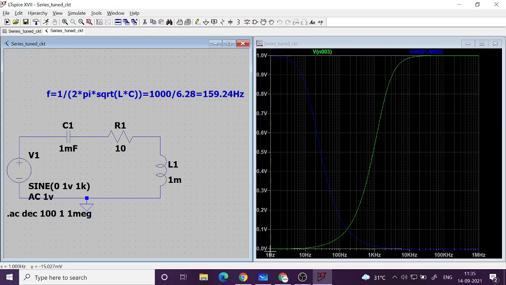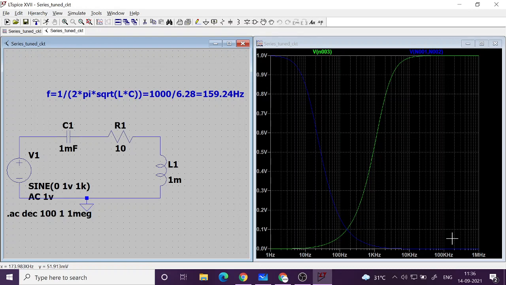So now what is your question? Sir, initially the voltage across the capacitor is 1 volt, sir, and as the frequency is increasing it is going to 0. Yes, correct. So with increasing frequency, the voltage drop across the capacitor is decreasing.